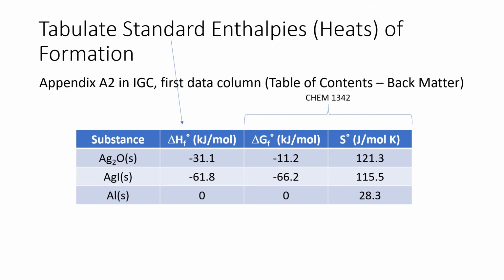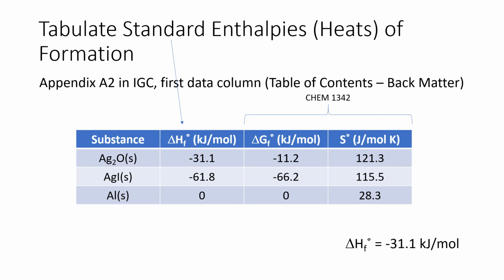Now, let's see exactly what this number here for the heat of formation or enthalpy of formation of silver oxide refers to. All right, so we're going to pull that number. The heat of formation is negative 31.1.